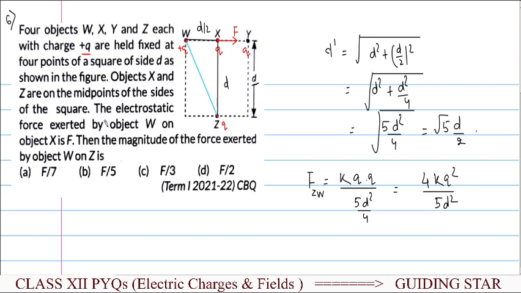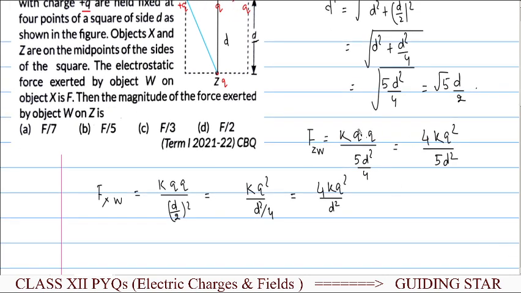But it is given that the force on X due to W is F. How much is it? As these two charges of magnitude Q are separated by a distance of D by 2, it will be K Q square divided by D by 2 whole square. So it will be K Q square upon D square by 4, which equals 4 K Q square by D square. Clear? So this is the force on X due to W, and this particular value is nothing but F.